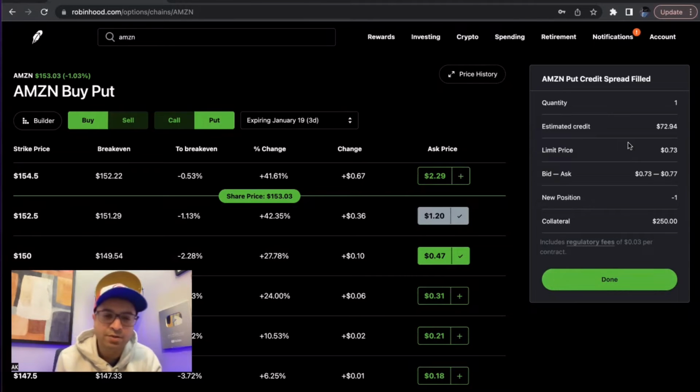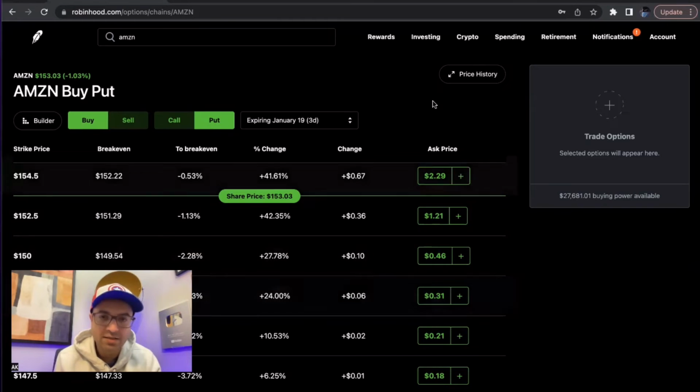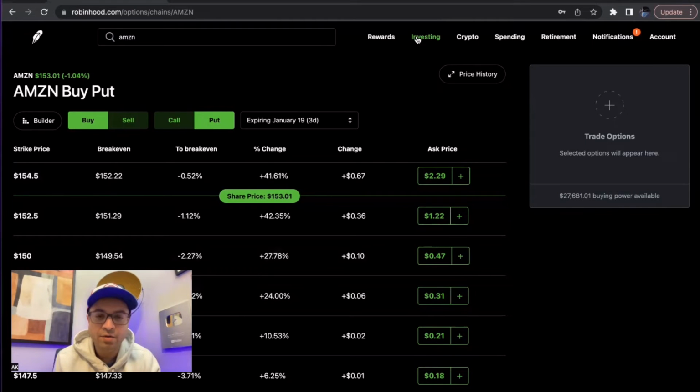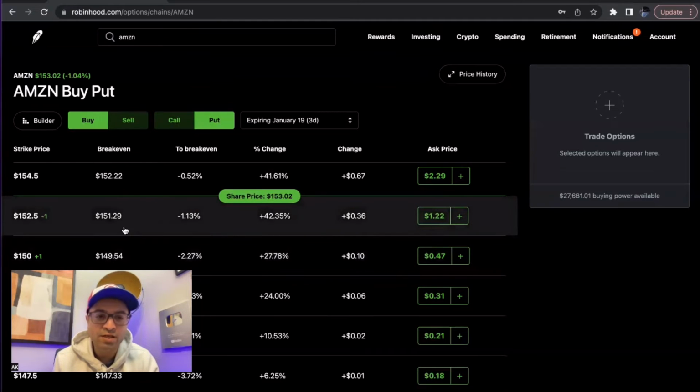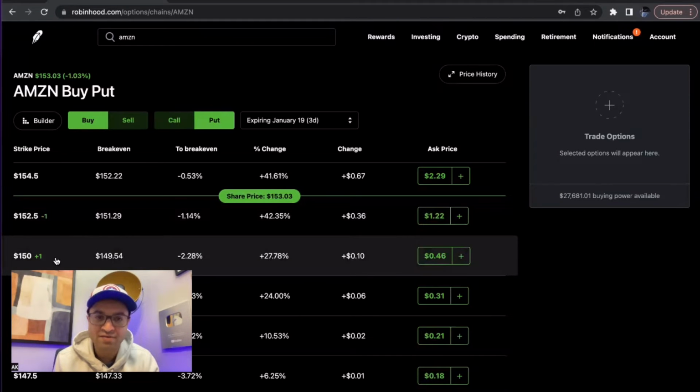There you go, executed, right? And then once that's done, and you want to get out of the trade, you're like, okay, so I sold the 152, I bought the 150 as protection, right? So when you want to close it, you're gonna buy back the 152 and you're gonna sell the 150.